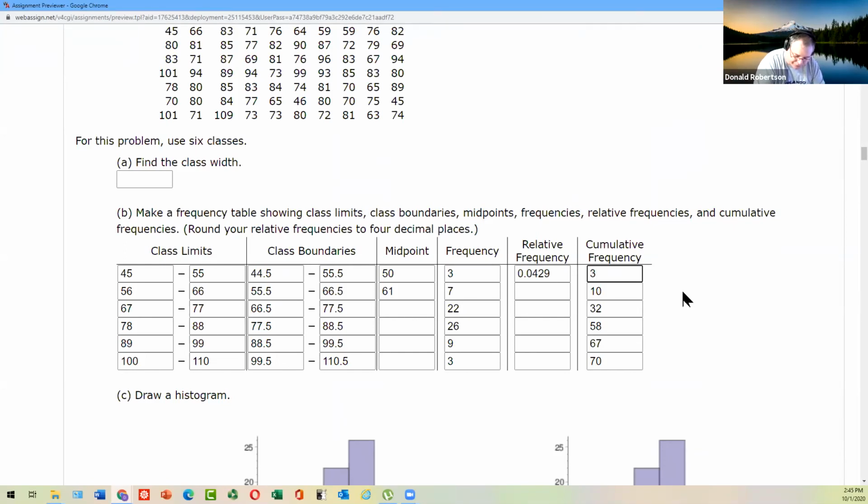44.5 to 55.5. And the only other thing I'm writing down is what the cumulative frequency for that guy is. And then 66.5, then 77.5, then 88.5, then 99.5, and lastly 110.5. And the numbers are 3, 10, 32, 58, 67, and 70. Now I'm going to show you a very crude version of what it looks like, then we'll do it properly on the software.